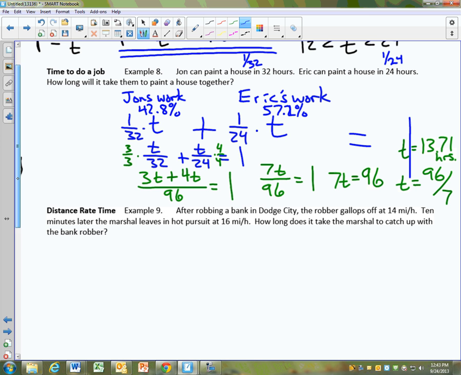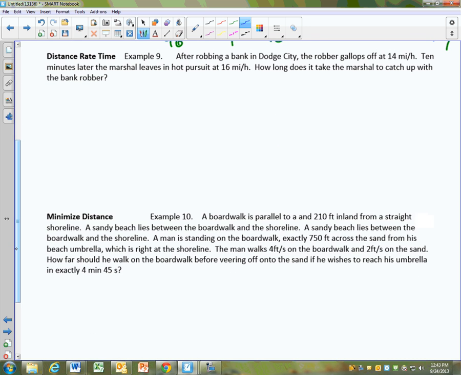Okay, last problem. Distance, rate, and time. After robbing a bank in Dodge City, the robber gallops off at 14 miles per hour. 10 minutes later, the marshal leaves in hot pursuit at 16 miles per hour. How long does it take the marshal to catch up with the bank robber?